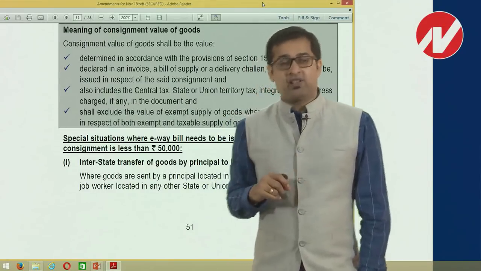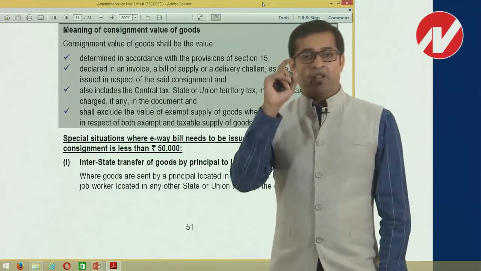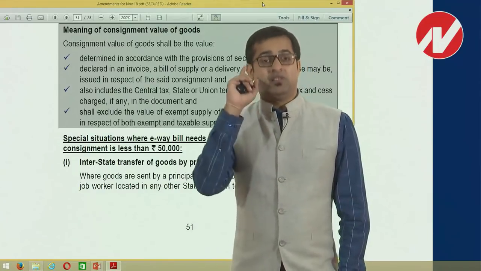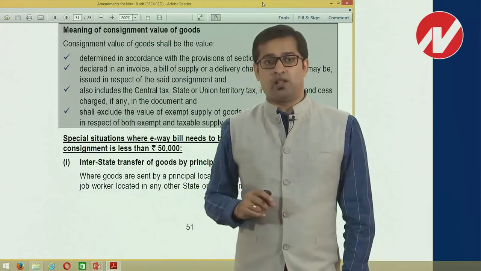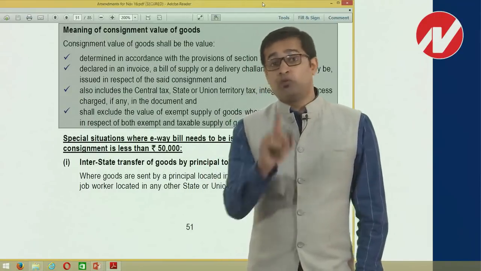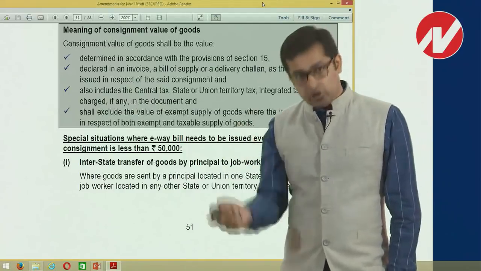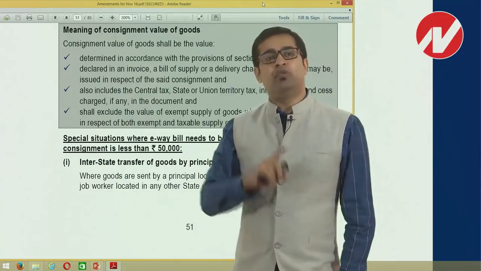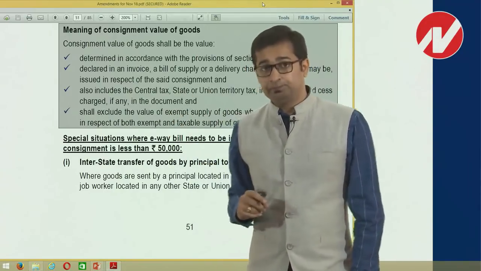Now what will happen is, if I say, let's say I'm supplying goods to a customer where a part of the product is taxable and a part of the product is exempt, let's say the value of taxable goods is 30,000 and value of exempt goods is again 30,000. So technically the total invoice value is 60,000. But since the value of exempt goods shall be excluded, I am to consider net value, and net value is 30,000, and since it's less than 50,000, e-way bill is not mandatory.